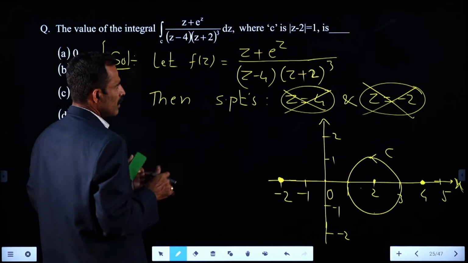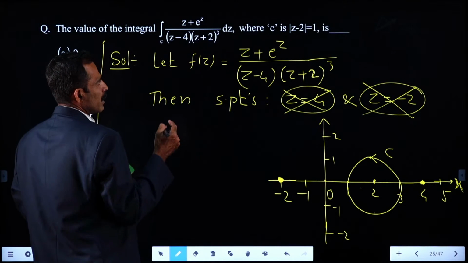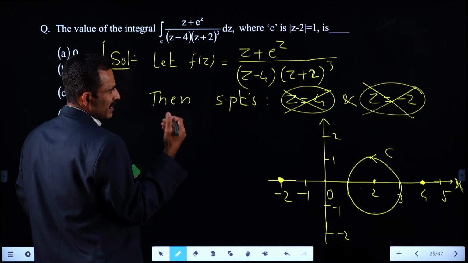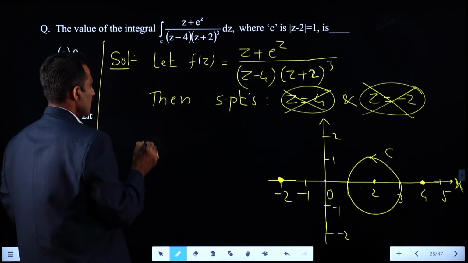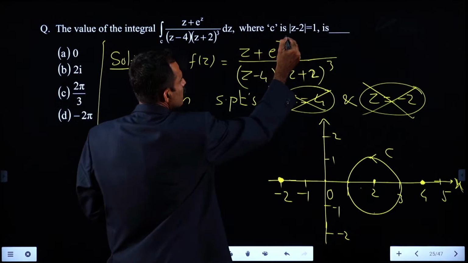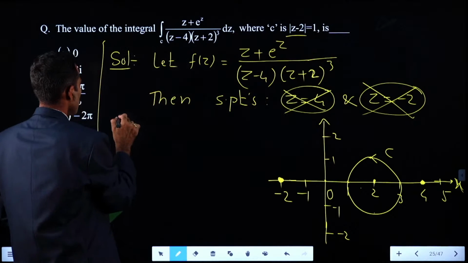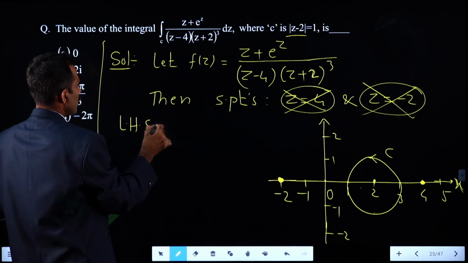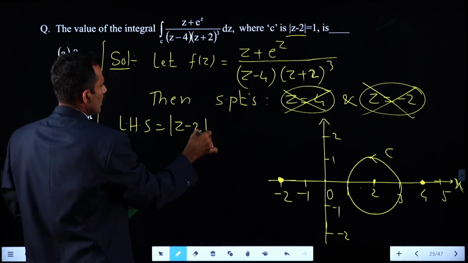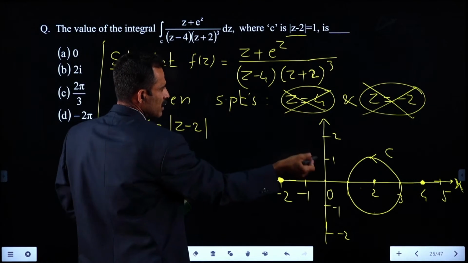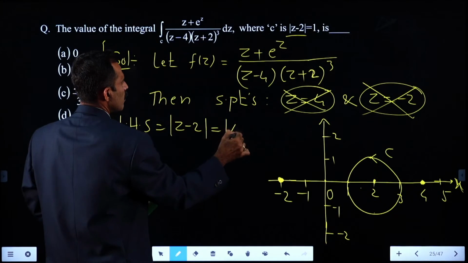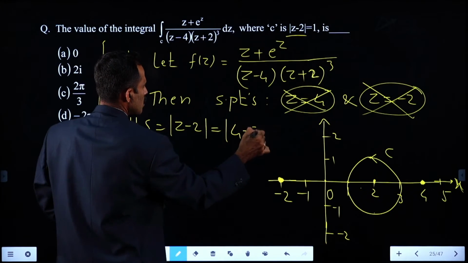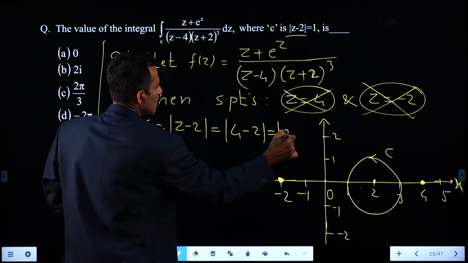But before writing that theorem, here I will show you how to check whether the point lies inside the region, on the region, or outside the region without drawing the diagram. Now we take the LHS part of this circle, modulus of z minus 2. And if you want to check whether this point is inside the region, on the region, or outside the region, take this point 4, substitute here, that is modulus of 4 minus 2 equal to modulus of 2.